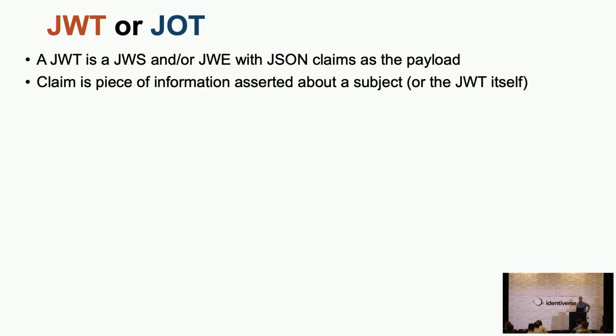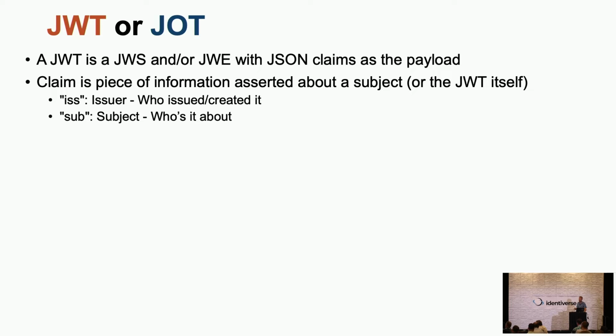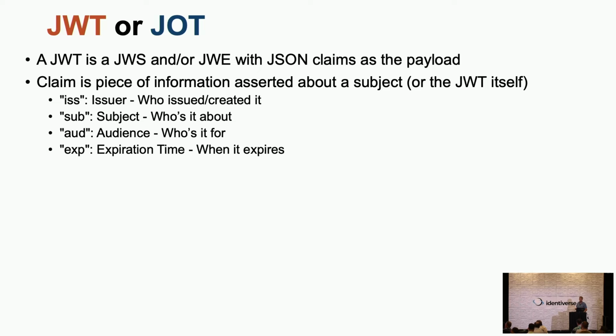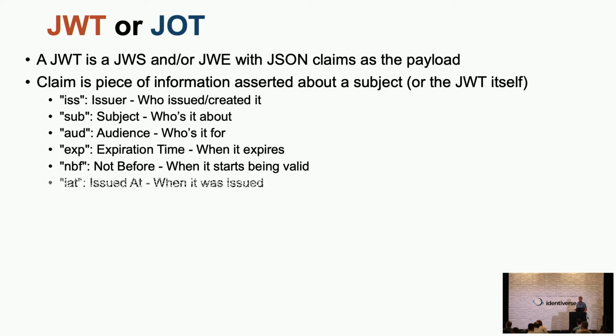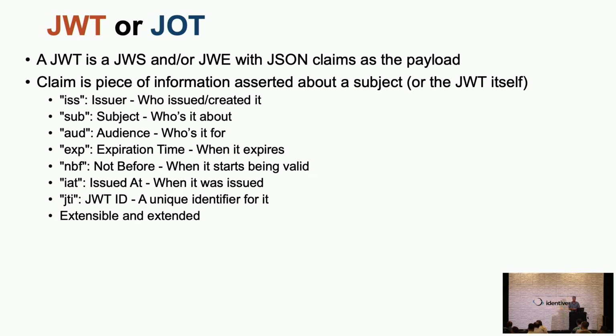A claim is a piece of information asserted about a subject or about the JWT itself, sometimes other things. A few of the predefined or well-known claims are an issuer, who created it, a subject, who it's about, an audience, whom the JWT is actually for, an expiration time, a time before which it's not valid, a time it was issued, a unique identifier for the token, and the claims themselves are extensible and widely extended.